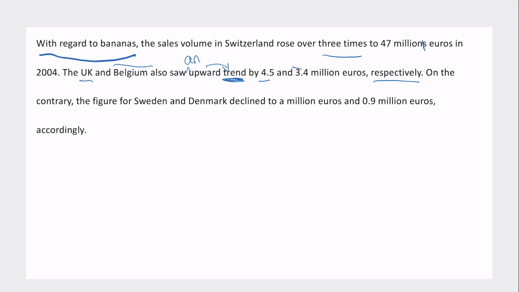On the contrary, the figure for Sweden declined to €1 million and 0.9 million euros accordingly. Yep, the only thing you could have here is that we've got kind of similar information, that there's the final score. So you could give the amount they declined by. The figure declined by blah blah blah to 0.9 euros accordingly. That was the only thing you might want to add in, because you've got two quite similar feeling sentences here. But overall, very clearly written.